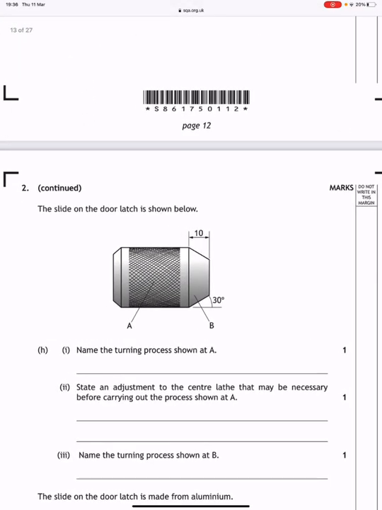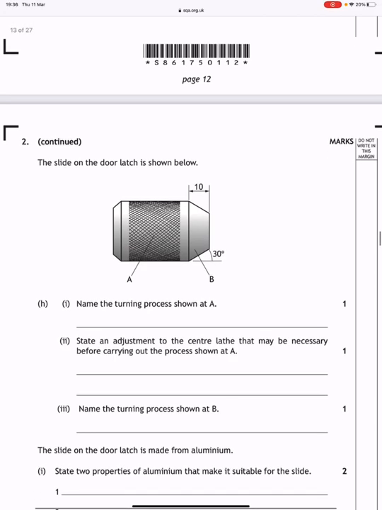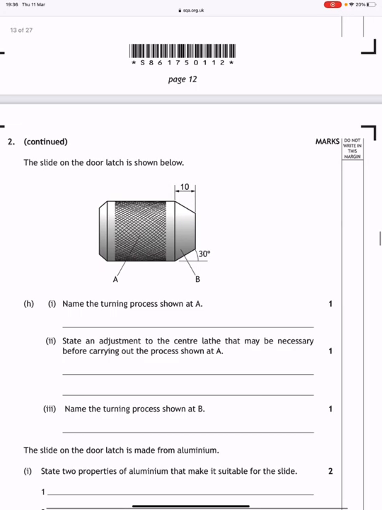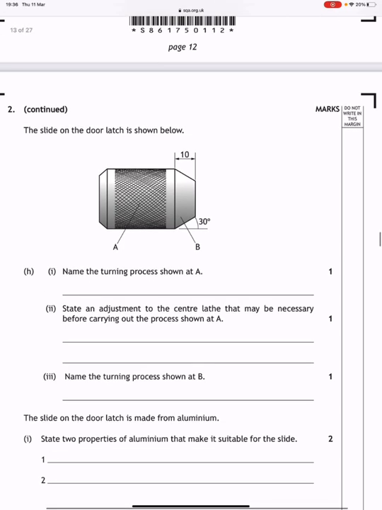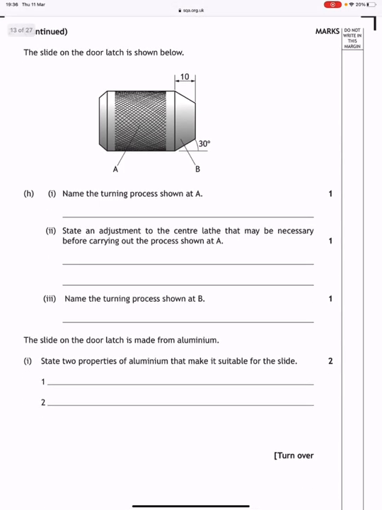The slide on the door latch is shown below. Name the turning process shown at A. Well, that's knurling. State an adjustment to the centre lathe that may be necessary before carrying out the process shown at A. Well, you have to knurl at a slow speed, so you might have to reduce the speed of the lathe. Name the turning process shown at B. That's taper turning.